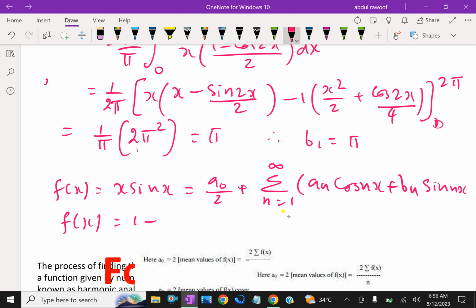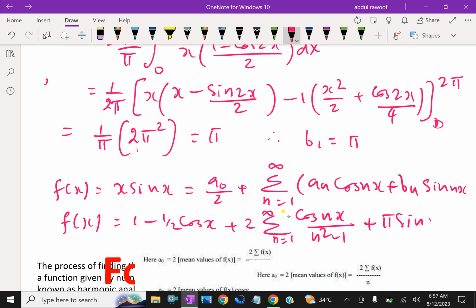substituting the values an, bn, a0 by 2 as 1, minus half cos x plus 2 into sigma n equal to 1 to infinity, we have cos nx over n square minus 1, plus pi sin x. Such a big problem we have done.